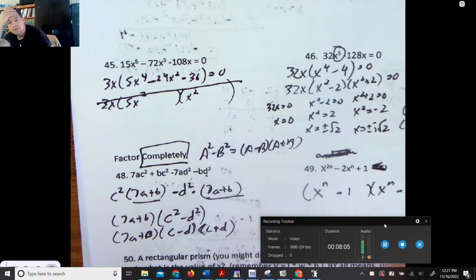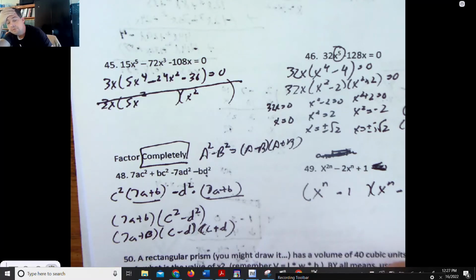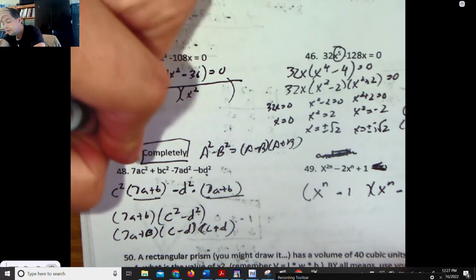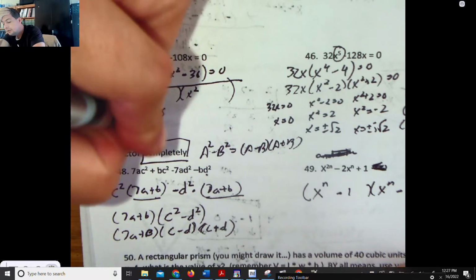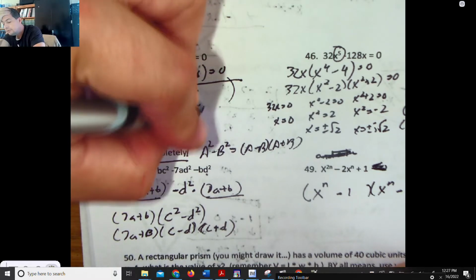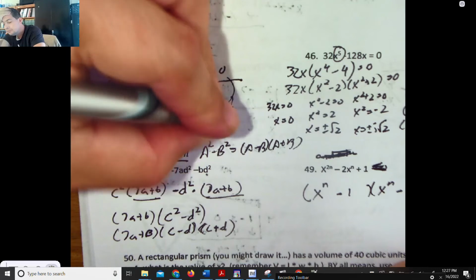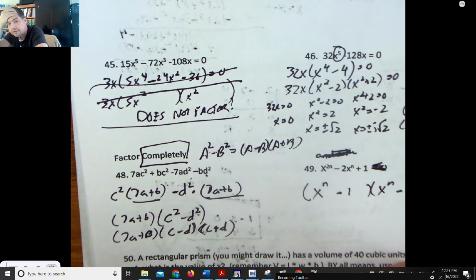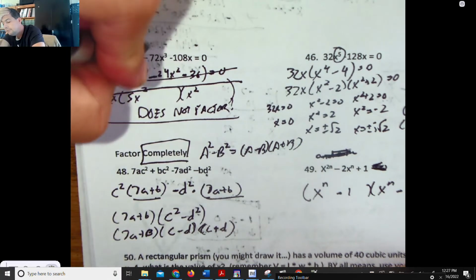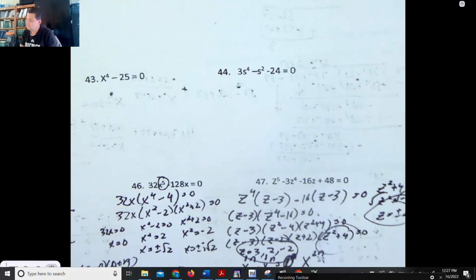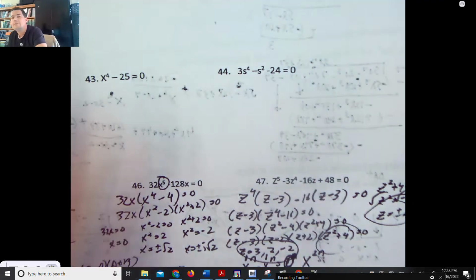Alright, so what did I just learn? That you get to omit 45 because this does not factor. Does not factor. So, 45 is done. You get a freebie. 44. That really bothers me. It really bothers me. But anyways, this one should.